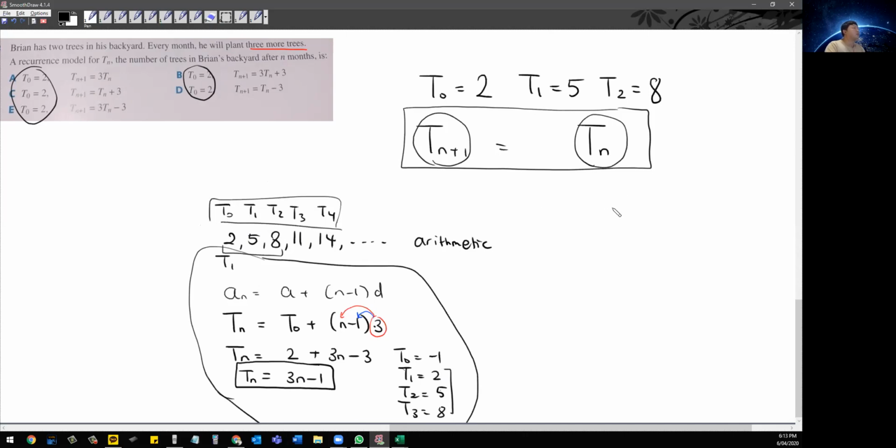But we're not really concerned about this method because we know it's arithmetic and we can come up with a formula for it. We're just wondering about the recurrence relationship. And I think you remember the recurrence model, right? The recurrence model is about the relationship between the next term and the previous term.